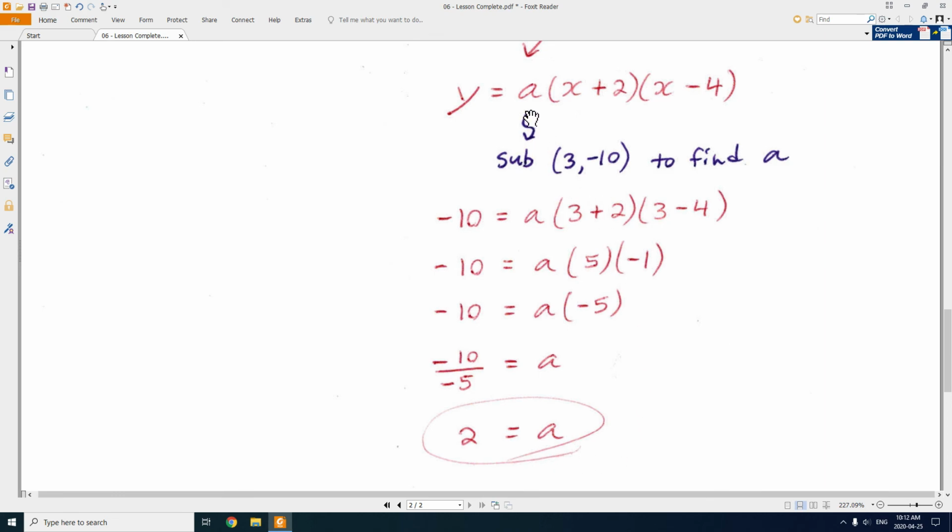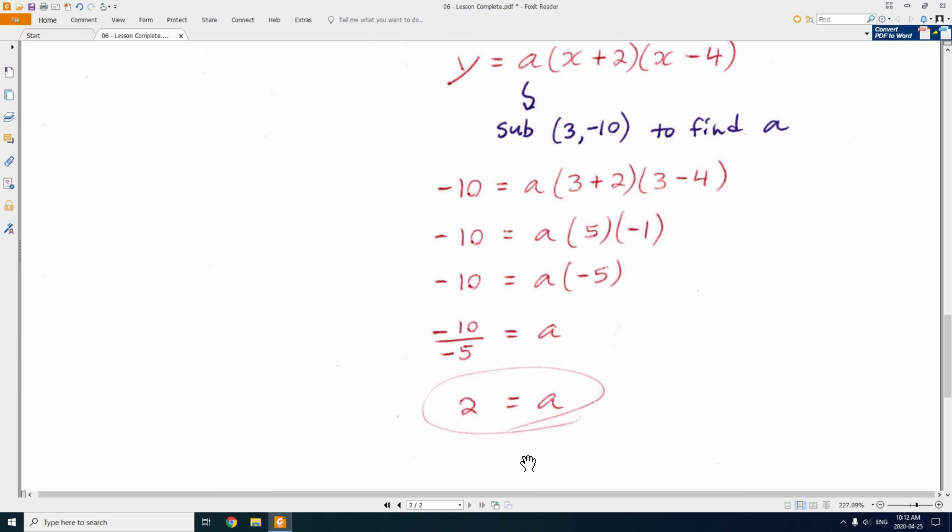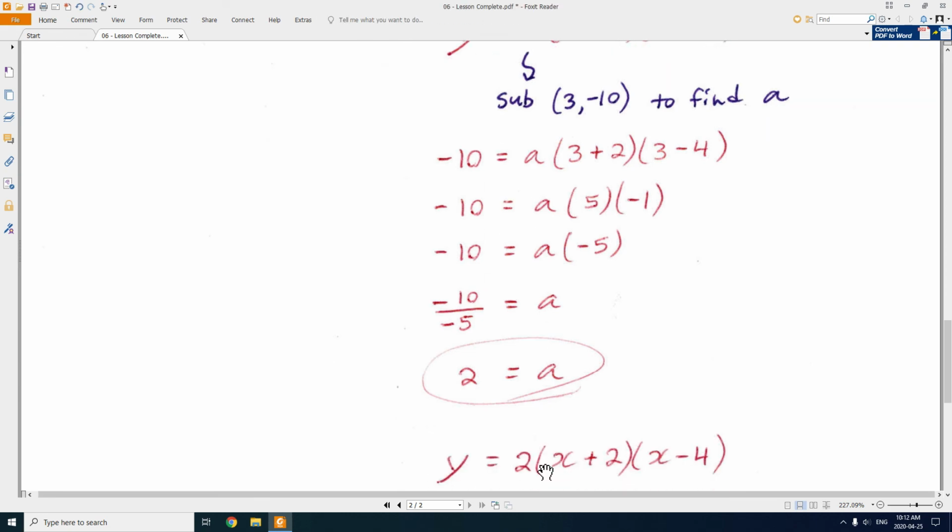At that point, I'm done. I'll go back and rewrite my equation, and instead of an a, I will plug in a 2 because I know the value for it. So now I've rewritten my equation and put a 2 in for my a.